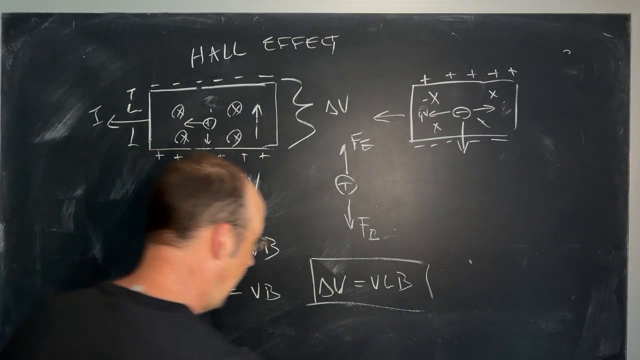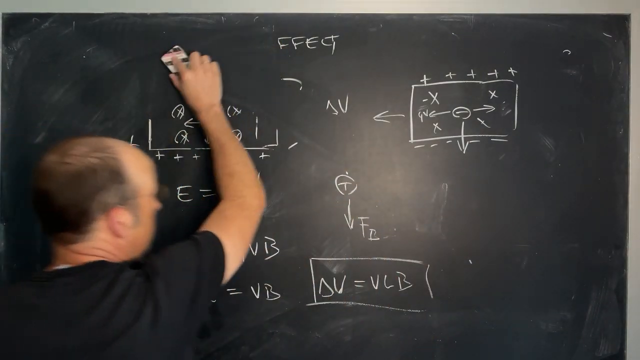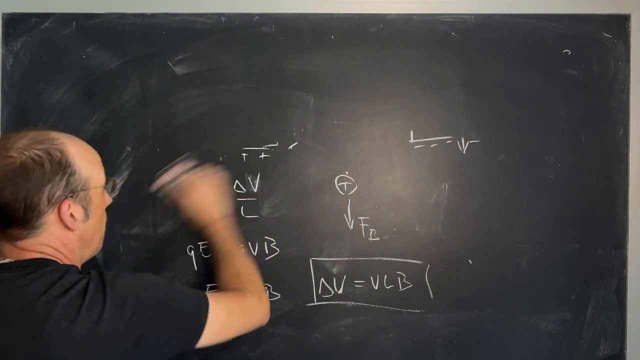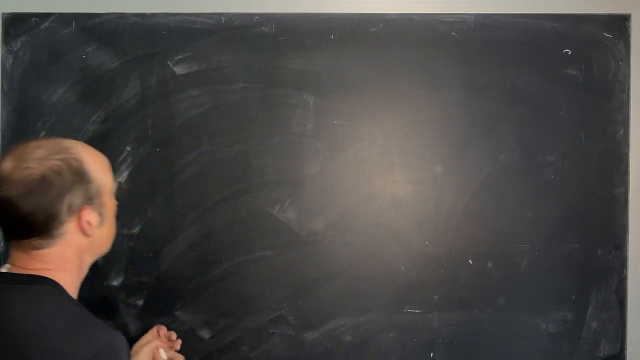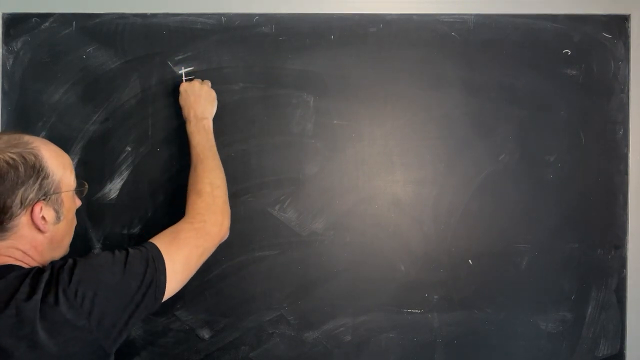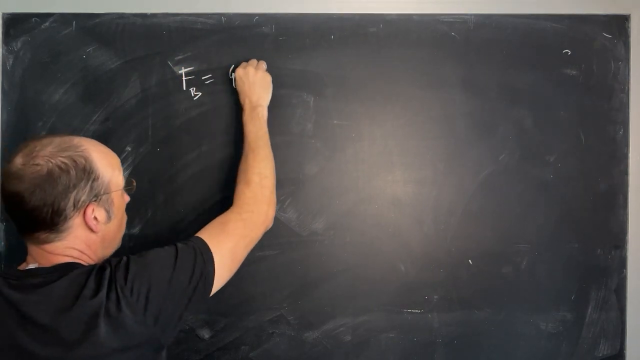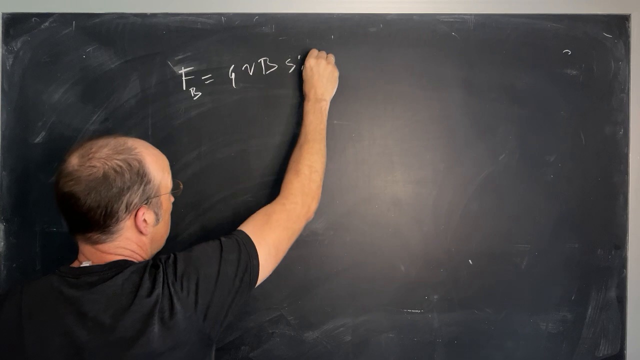So we have the magnetic force on a moving charge. I'm going to call it FB. FB equals qvB sine theta.